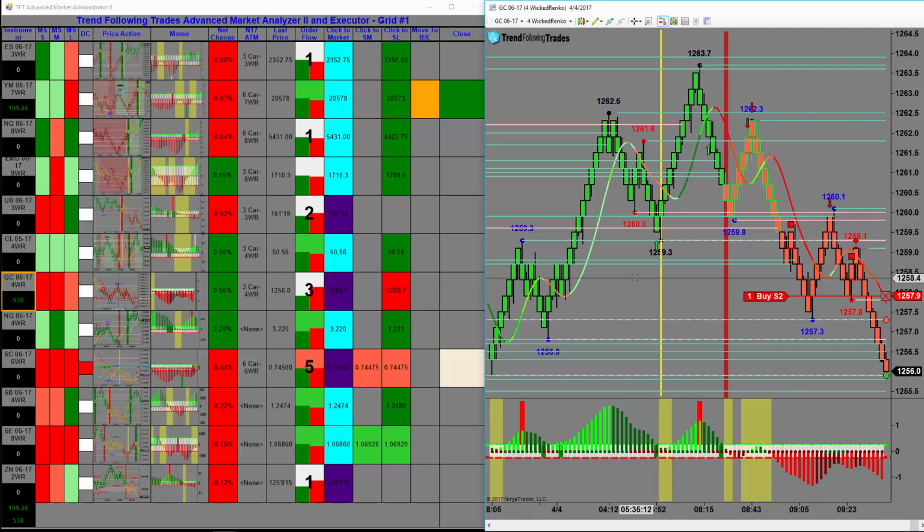Target filled. There we go. So we got our gold out. So we're up a decent amount just on one trade in gold, one 3-lot trade.